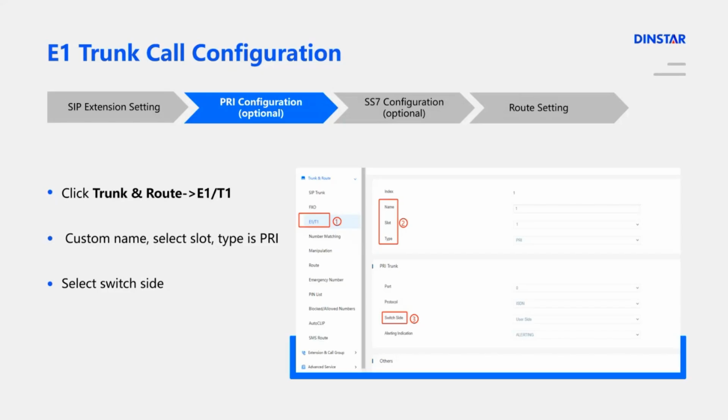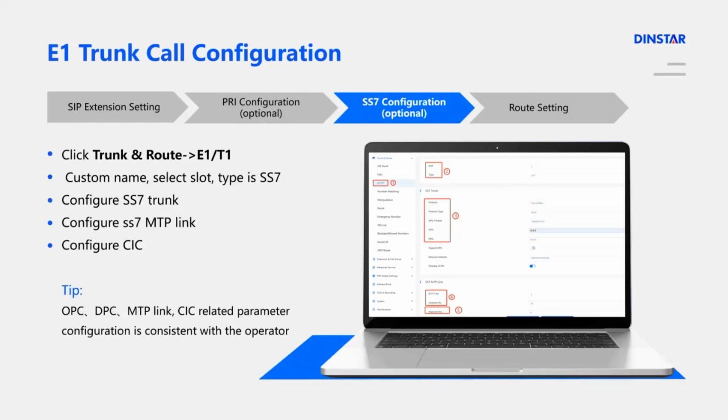And if we use the SS7 signal, we have to configure its parameters. We customize the name, select the slot, choose the type as SS7, and we configure the SS7 trunk and SS7 MTP link, and configure the CIC. These related parameters must be consistent with the operator, and it's very critical for the connectivity.